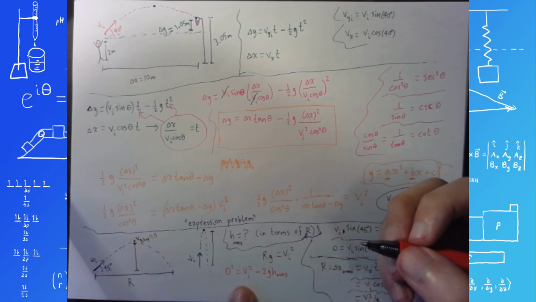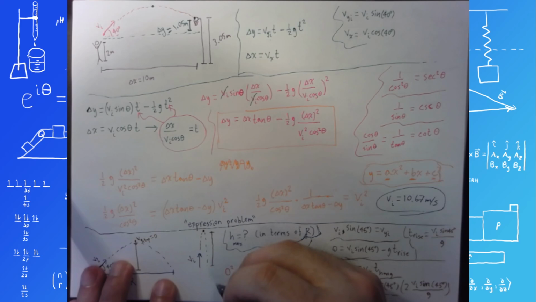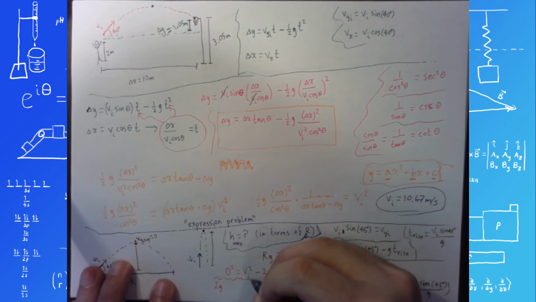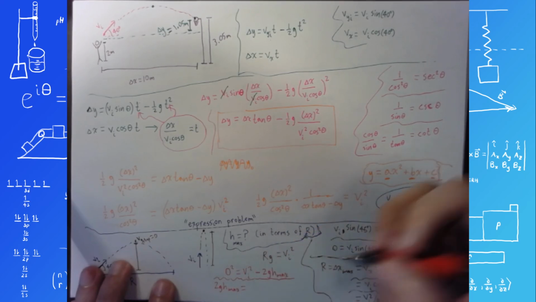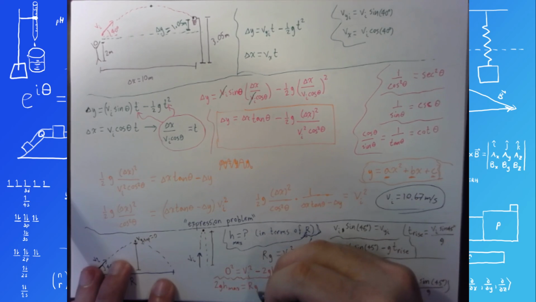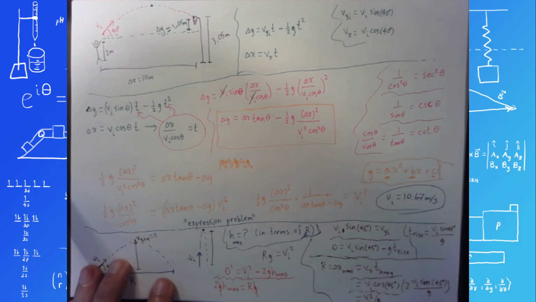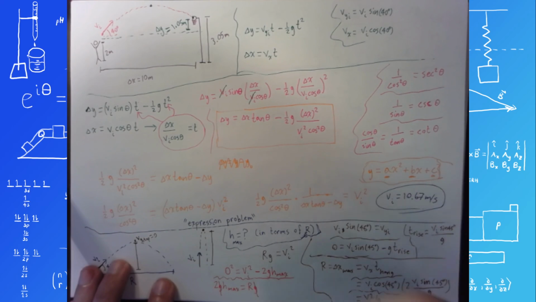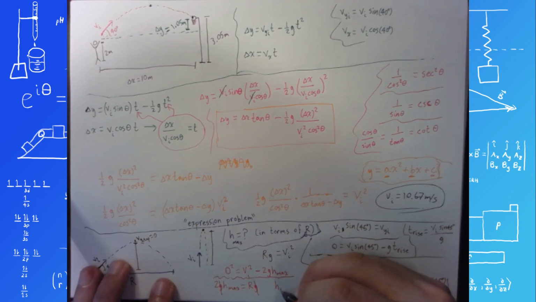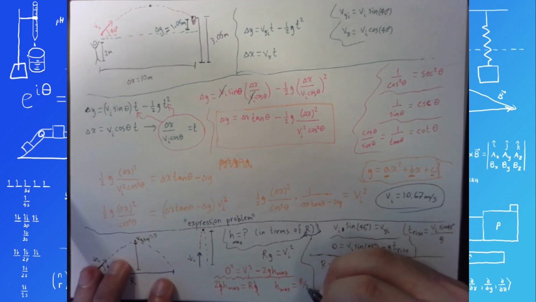V initial squared is equal to rg. So if I add 2g h max to both sides, 2g h max is equal to V initial squared, which is just rg. The g's cancel out, so it doesn't even matter what planet you're on. And divide by 2, and we get h max is equal to r over 2.